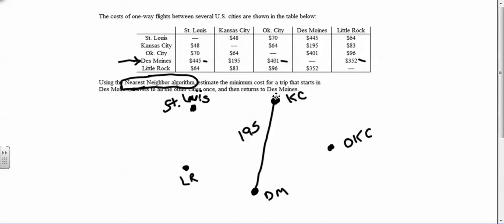And then from Kansas City, which is this row, we do not want to go back to Des Moines yet. So what we do is we pick the cheapest flight to another city. So in this case, if you look at that row, the cheapest or the least expensive city to fly to would be St. Louis. So we go to St. Louis. That's 48.